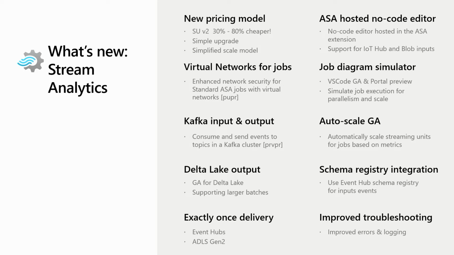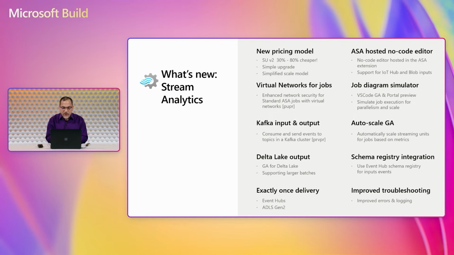There's a simplified scale model. Before, you needed to understand what the SU mapping was to workloads that you were doing. Now it has a linear upgrade path for each of those streaming units.